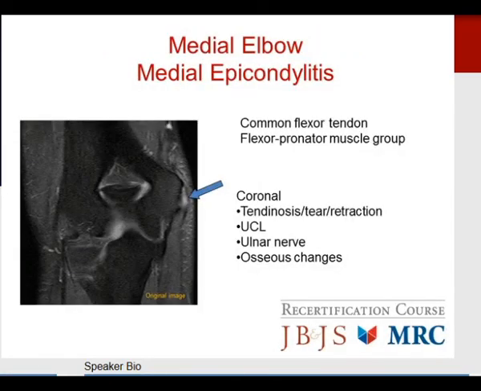Okay, medial epicondylitis is common flexor tendinosis and or tear. If you look on the lateral side, you can see the normal common extensor tendon, which is a low signal band-like structure arising from the lateral epicondyle. On the medial side, we see that there's a high signal within the substance of the common flexor tendon, and this is indicative of tendinosis.